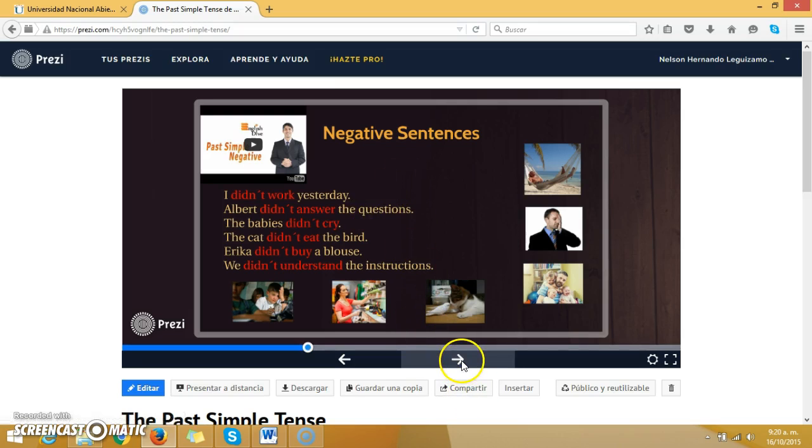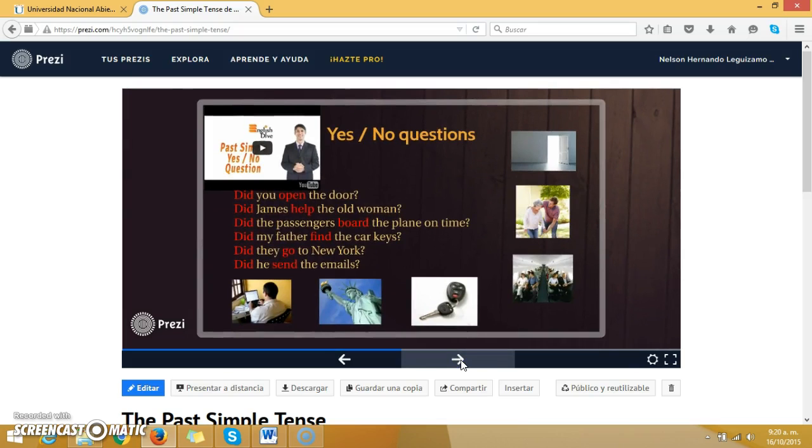Well, now let's continue with the yes no questions form. We also use a video here to let the students see the video so they can understand. Well, more images here and the sentences related to every one of these images. The auxiliary verb to use is did. As you can see, all the questions start with the auxiliary did, and the verbs in present form, no matter if the verb is regular or irregular.